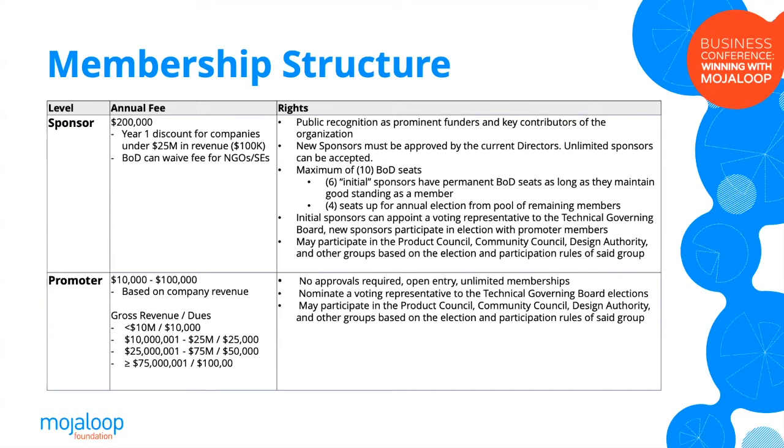At the promoter level, it's an open entry. There's unlimited memberships of that class, and it allows you to nominate a voting representative to the technical governing board. Again, a very important function to ensure that we look at the long-range strategic roadmap and ensure that our development is on track to adhering to our mission. Next slide.